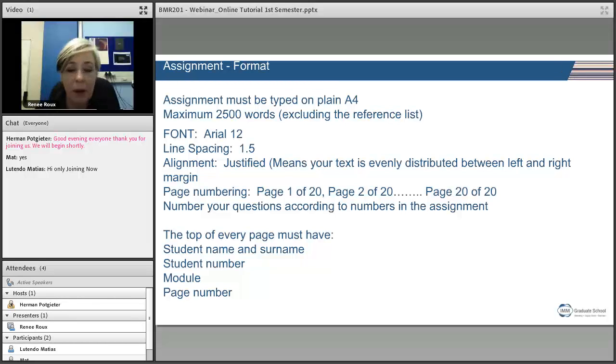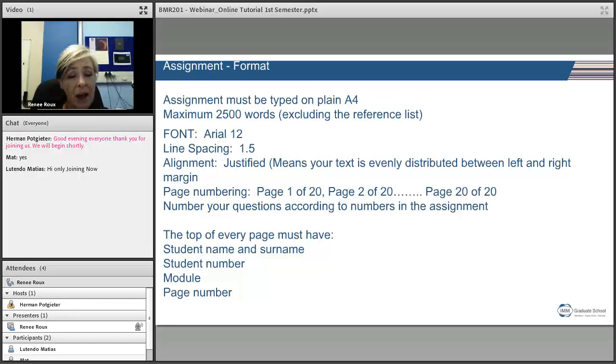What do we mean by justified? It means that your text is evenly distributed between your left and your right hand margin. So the left and the right hand margin will form lines. Make sure that your questions are numbered and that the question heading is numbered, that it's highlighted, maybe use a bold font, underline it, and use the same order as in the assignment. I've marked assignments where people jump from question 1 to 4 and then 2.3 and then 2.1. We mark negatively for it, so please keep them in the order as per assignment.